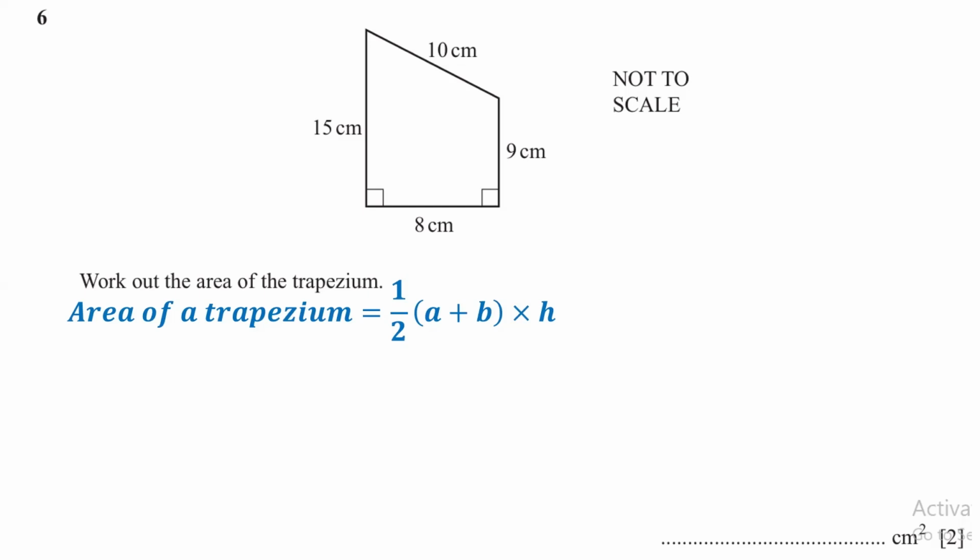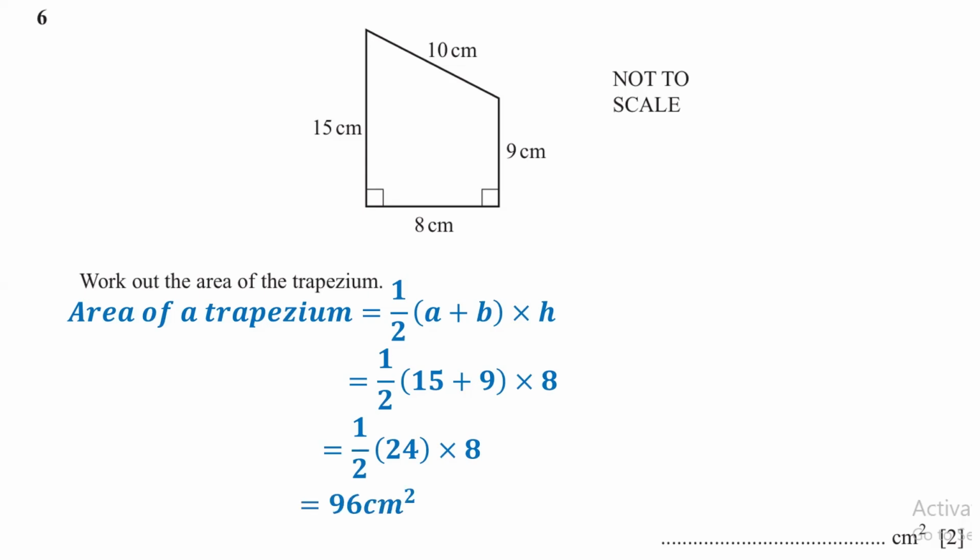Let's now substitute these values into the formula. Area equals half times (15 plus 9) times 8. First, we add the parallel sides. 15 plus 9 is equal to 24. Now multiply half times 24 by 8. Half of 24 is 12, and 12 times 8 is equal to 96. So, the area of the trapezium is 96 square centimeters.